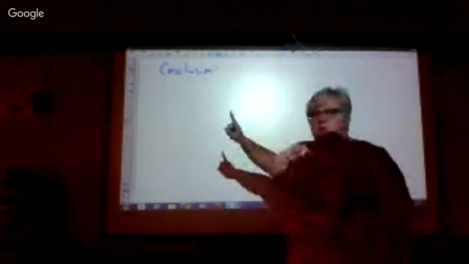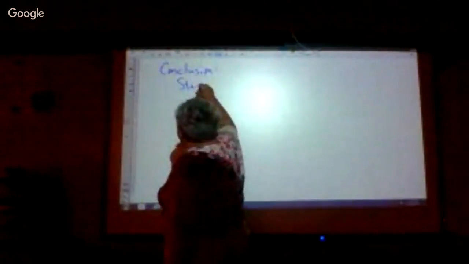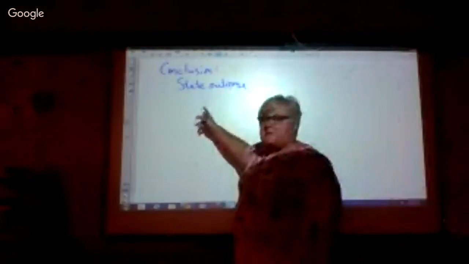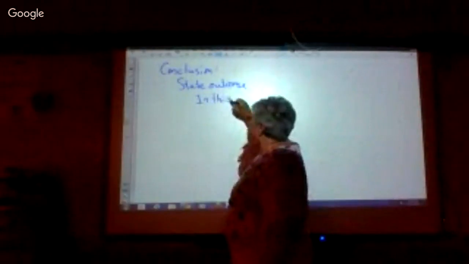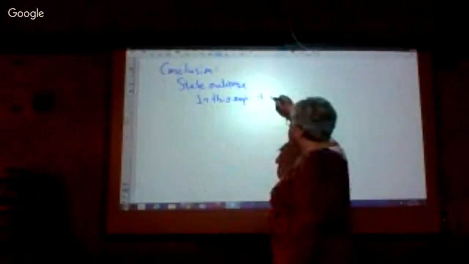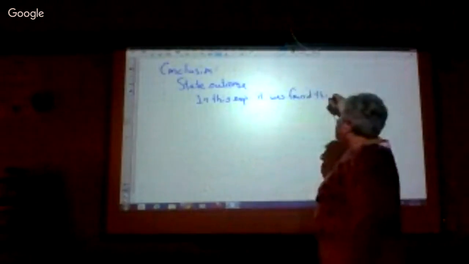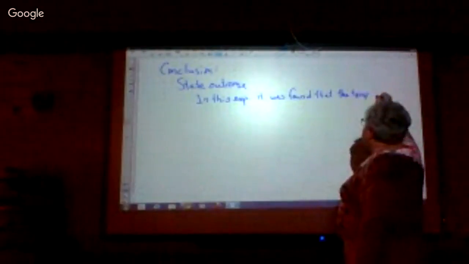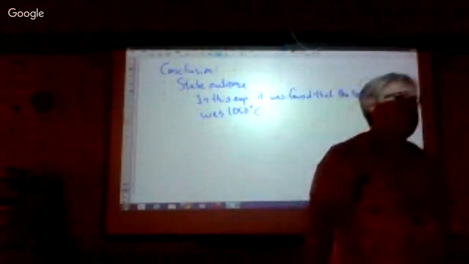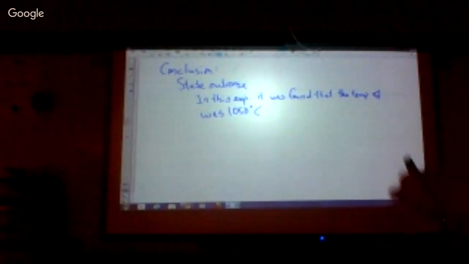So for the conclusion, the first thing you want to do is state the outcome. What is the outcome in this case? What are you trying to solve? What are you trying to figure out? The temperature of the Bunsen burner, just plain and simple. So you want to say something like this: in this experiment, and you always write in third person, no first person, in this experiment, it was found that the temperature was 1,050 degrees. I'm just pulling out a number. So you want to state the outcome right on the top.